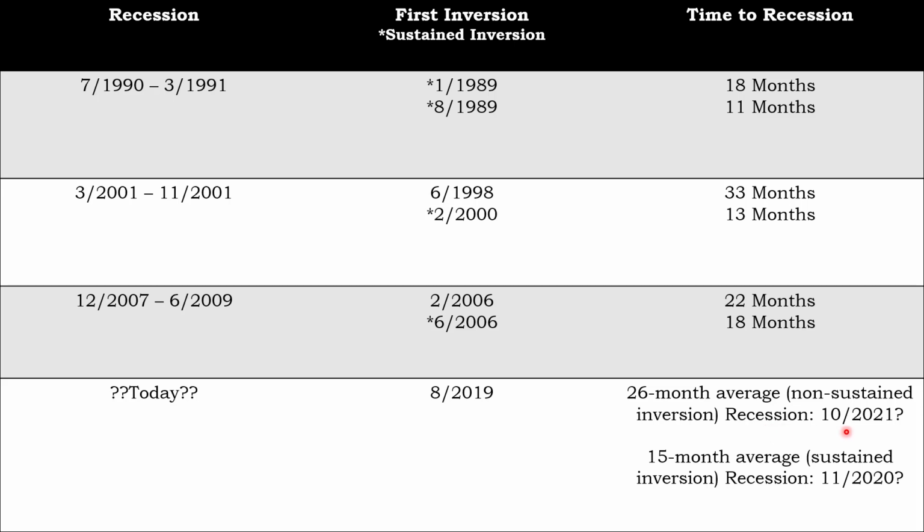Of course, that's politics. That's a world away, a lifetime away, but given this yield curve inversion, 26 months, that would be news to the president. If we have a sustained inversion, this will give us a 15-month average. And if we're just looking at today, that would take us to November of 2020. That would take us right down to the wire of election time, because election day is in November of next year in 2020. So that's the consistency there.